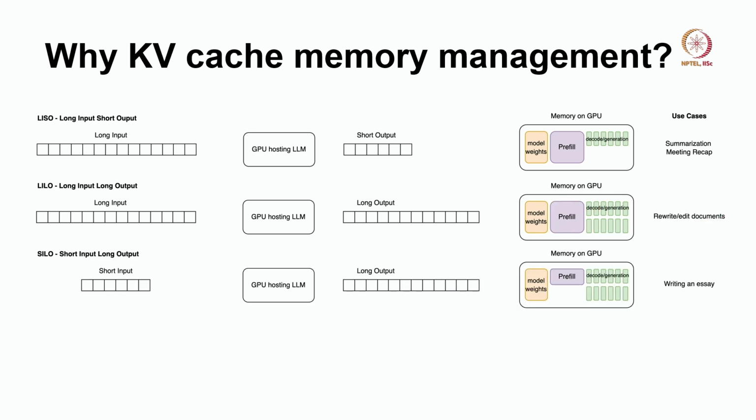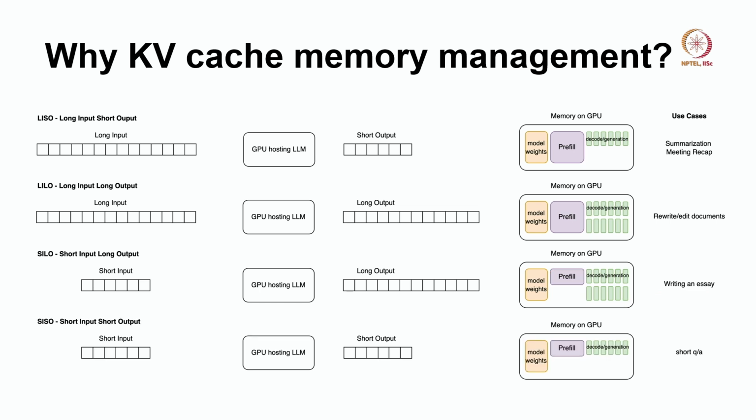Then we have short input, long output. One example is writing an essay. If you just ask it to write an essay about, say, the Indian Institute of Science, then the input is short, but the output will be long, right? So you can see the amount of memory required by the prefill is less, but the amount of memory required by the decode, or the generation of the tokens, will be more.